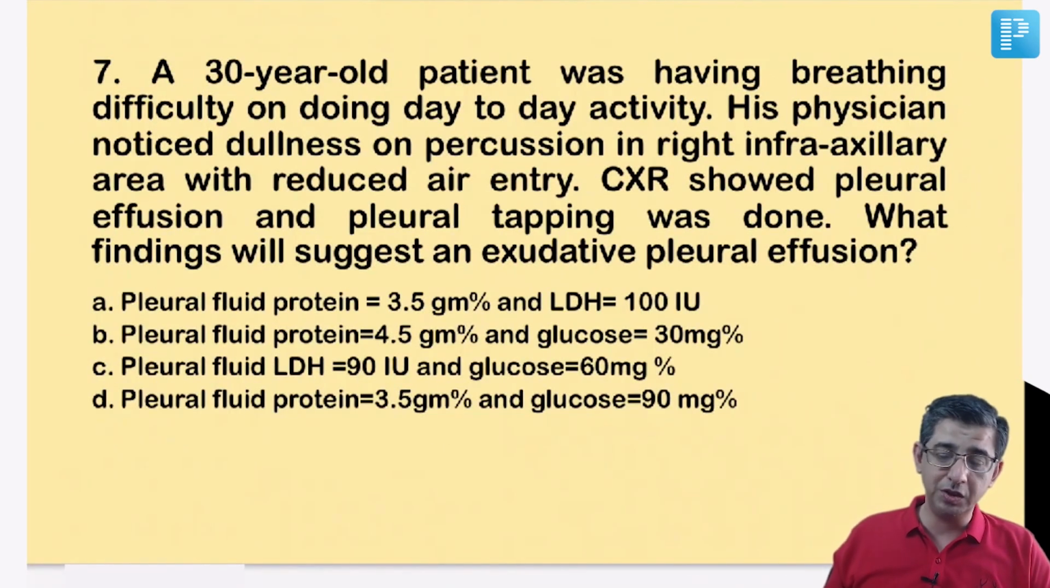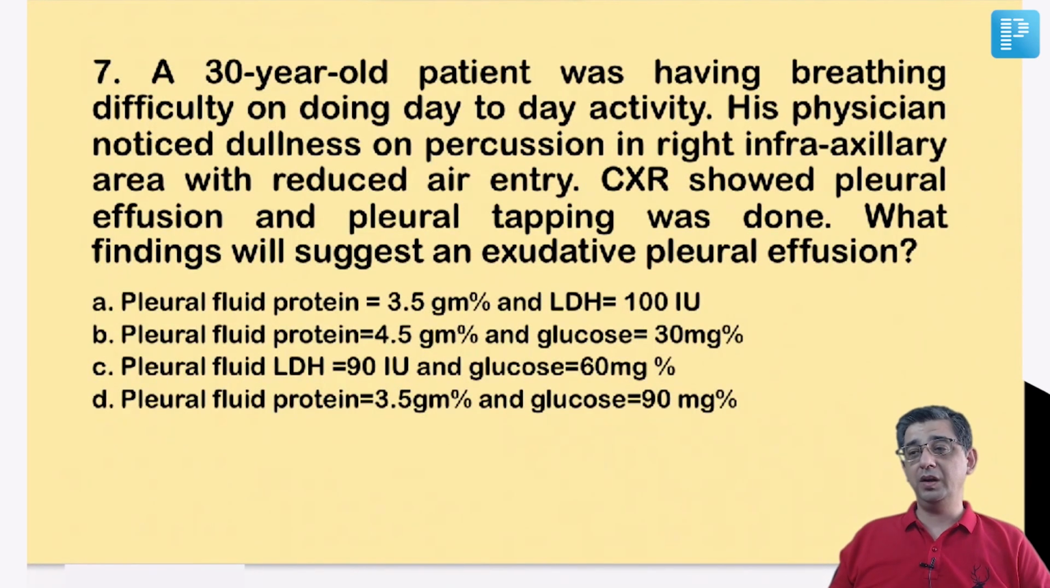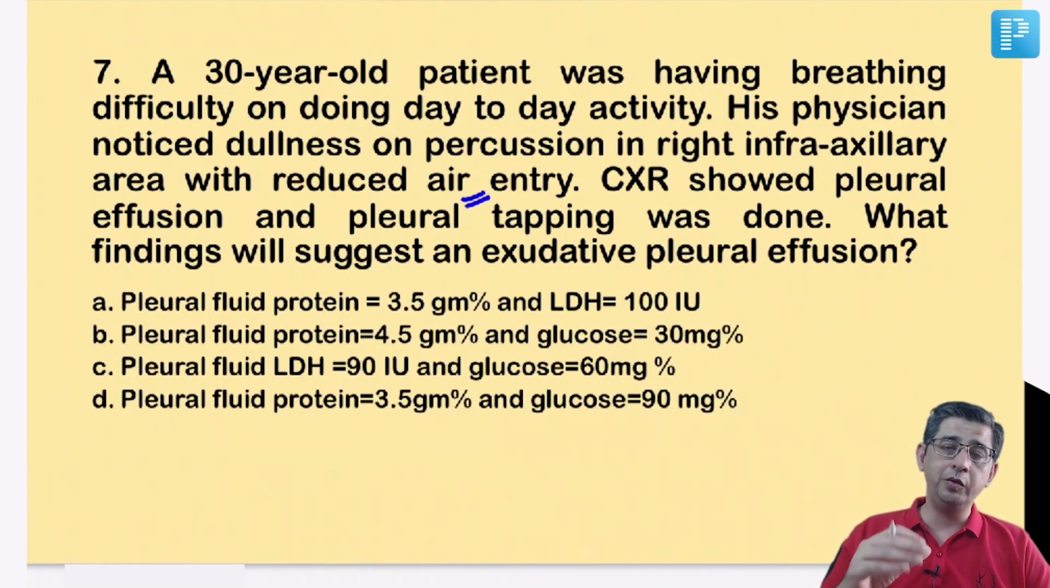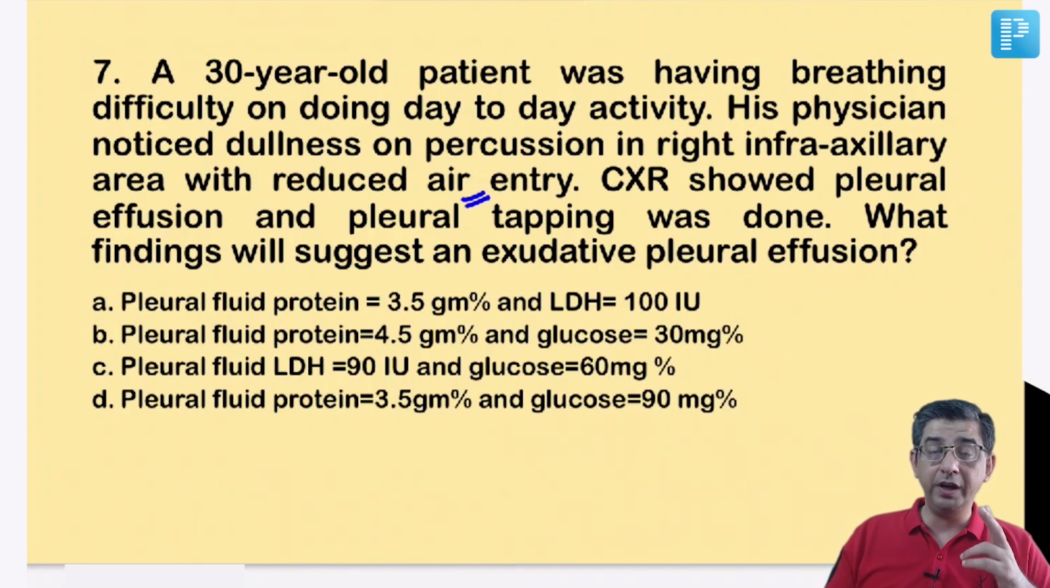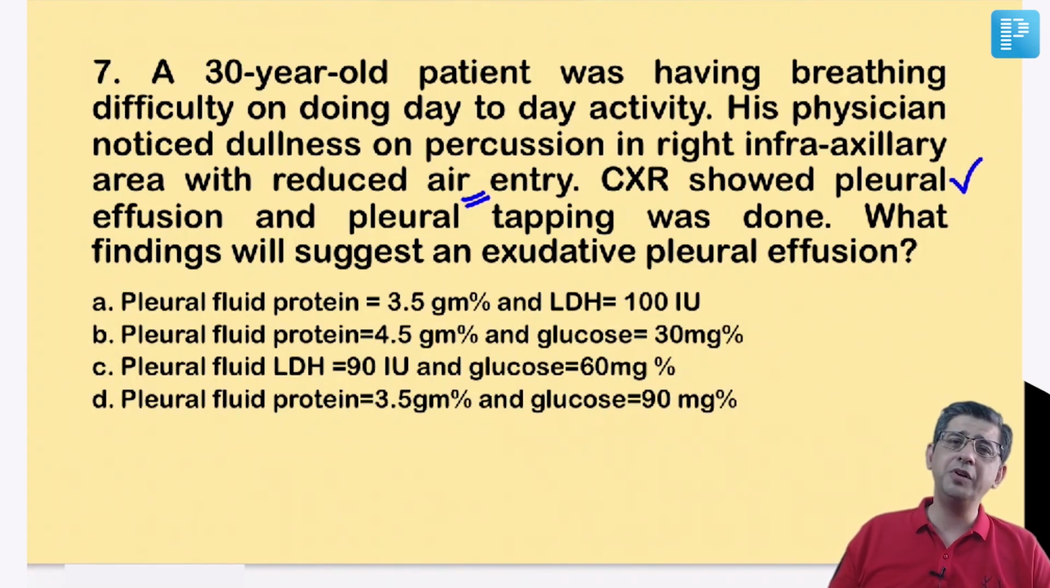Going to question number 7, this is about a 30-year-old patient who's having breathing difficulty on day-to-day activity, and the physician has noticed dullness to percussion. At the same time, there is reduced air entry. So the moment you read about reduced air entry, you're thinking, is it a pneumothorax or is it a pleural effusion? And you very well know that when it comes to pneumothorax, there should be a hyper resonant percussion note, because it is written dull in this case. Ideally, it should be written stony dull, but even if it is dull and a reduced air entry, you're thinking in terms of pleural effusion, which he has simplified by himself mentioning it in the question.